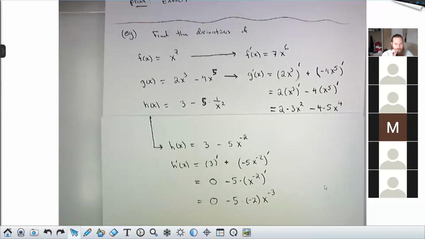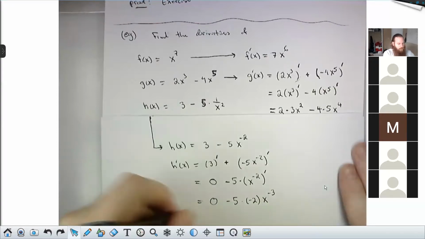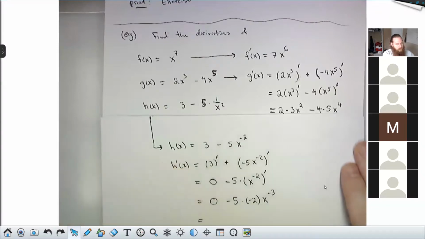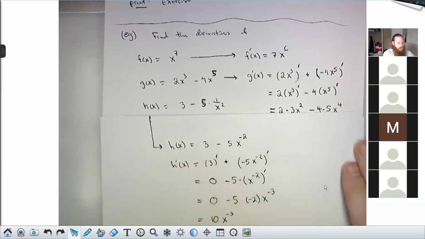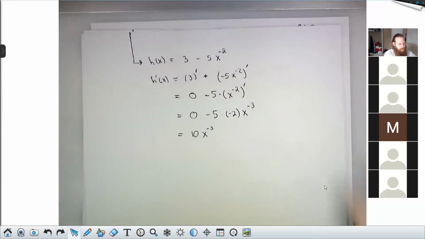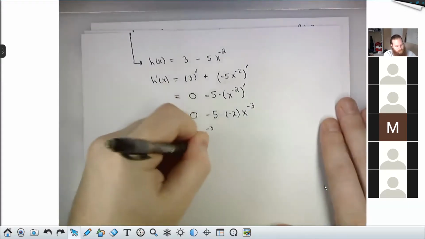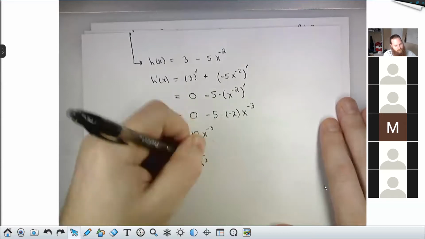It's a nice fact. So what we end up with here is, I'm not going to write the 0 anymore, minus 5 times negative 2, that's positive 10 x to the negative 3. Or if you wanted to, you could write this as 10 over x cubed.